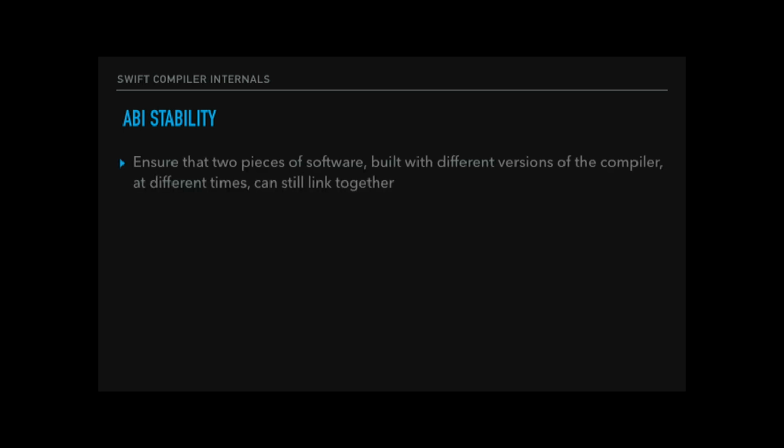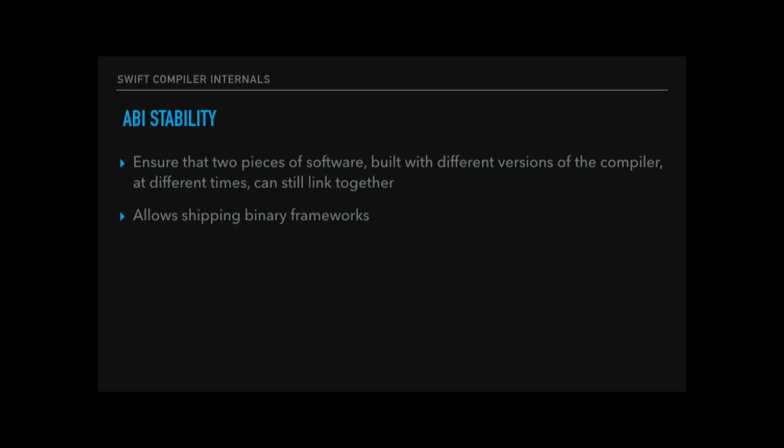So, ABI stability. What is it? Like, at a higher level. Because I kind of talked a little bit about what it entails, but what is it? ABI stability is about ensuring that two pieces of software built with different versions of the compiler at different times can still link together. Compatible doesn't mean identical, but it means symbol names don't change, data layouts don't change, everything behaves as expected.